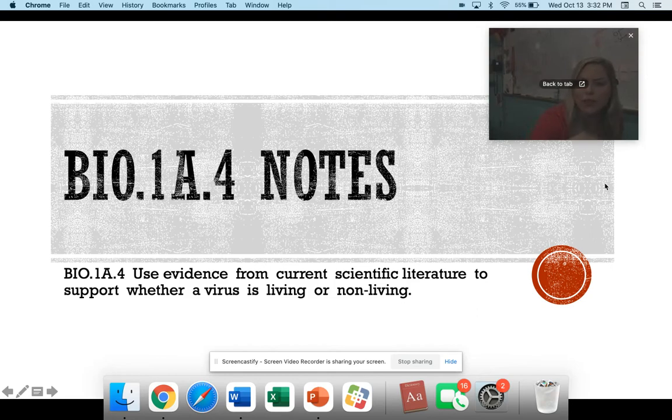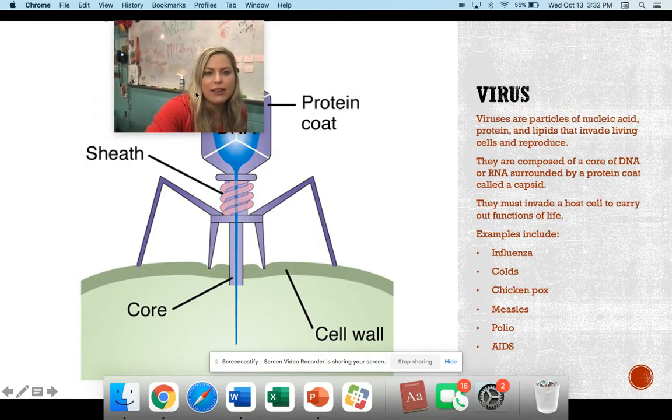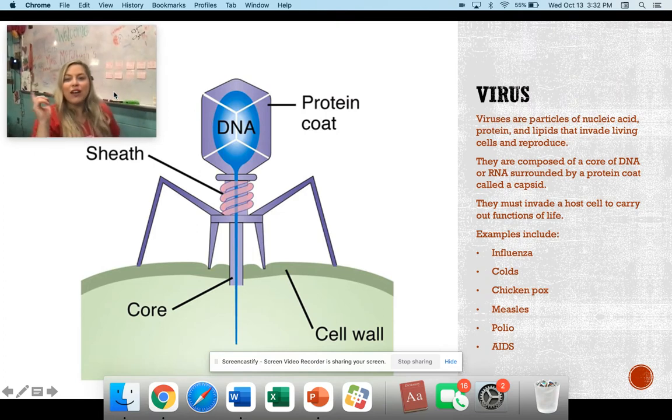Okay, so let's look at what a virus is and why there would be a debate on whether it is living or non-living. All right, so viruses are particles of nucleic acid, protein, and lipids that invade living cells and reproduce. They are composed of a core of DNA or RNA surrounded by a protein coat called a capsid. They must invade a host cell to carry out functions of life.